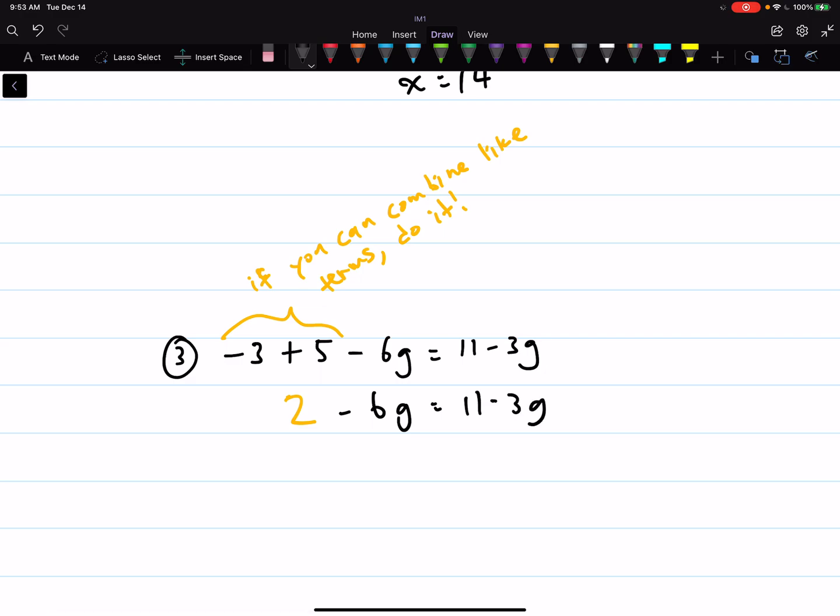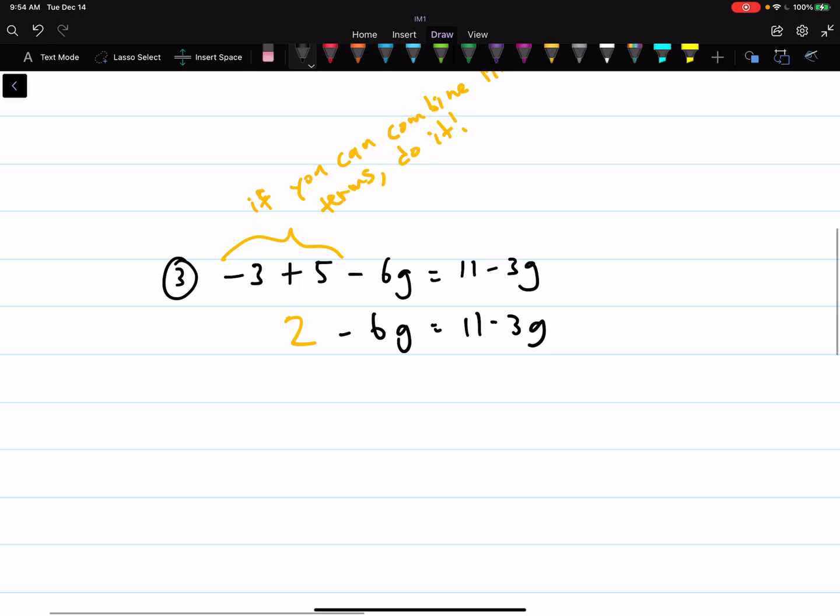And then now it's just a matter of solving this. I'm just going to get rid of that -3g like this. Add 3g on both sides. And I get 2 -6g plus 3g is -3g is equal to 11 because they cancel out each other.